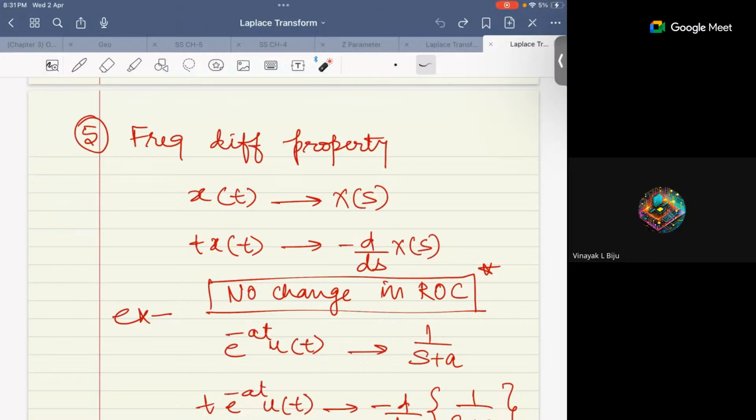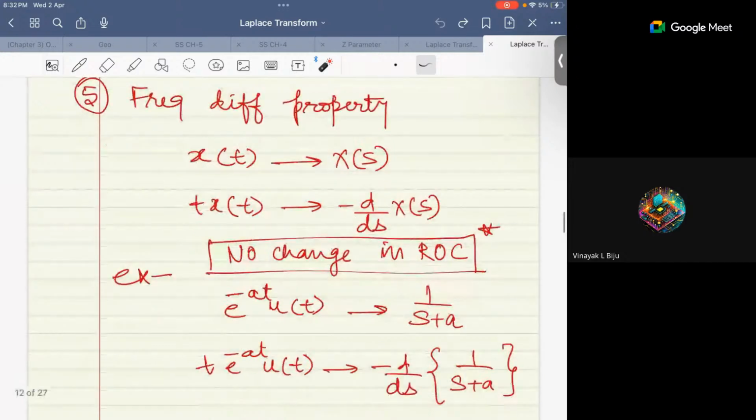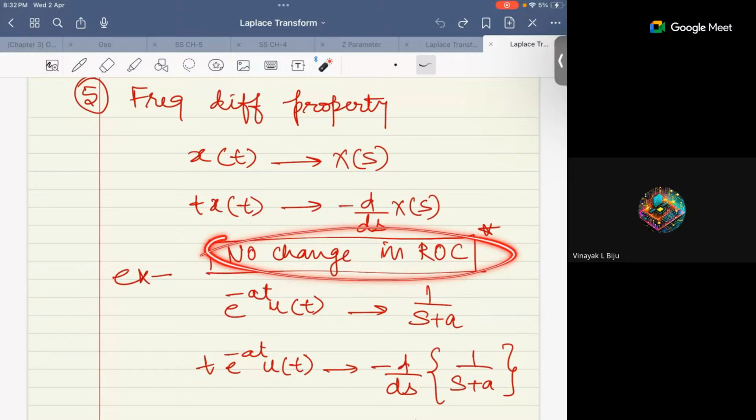To remember everything: till now, for which property was the ROC changing? One was linearity and the other was frequency shifting, because in frequency shifting we're shifting the value of s itself. If you're changing s, then sigma will get replaced with a similar value. If s is getting replaced with s plus a, then sigma will get replaced with sigma plus a, and then you use the same inequality to get the ROC. Here you're not doing anything else, that means the ROC will be the same. No change in ROC.